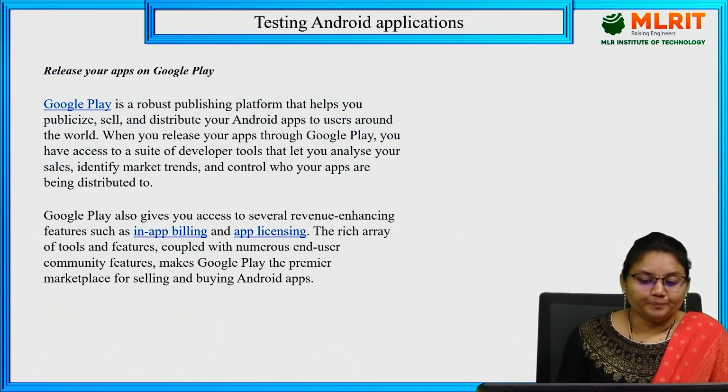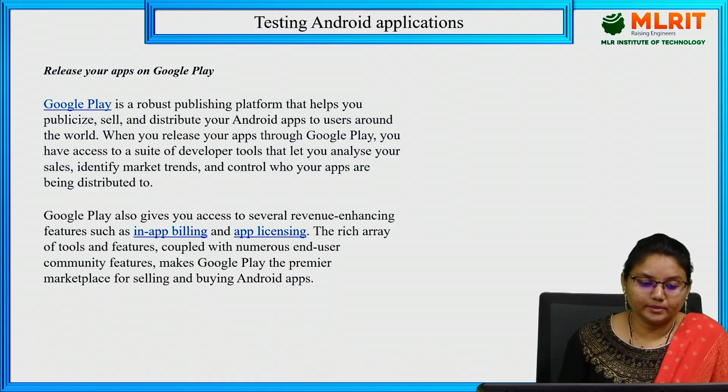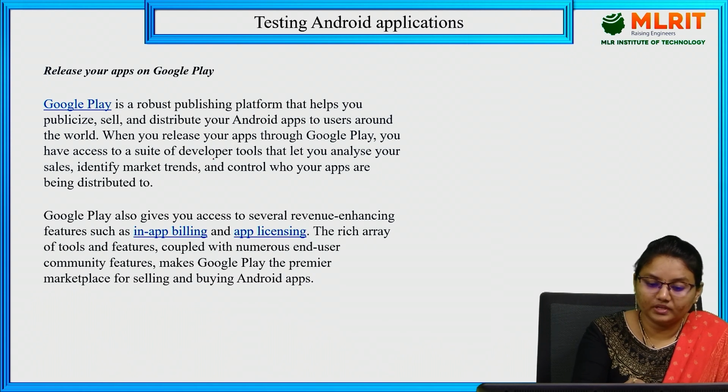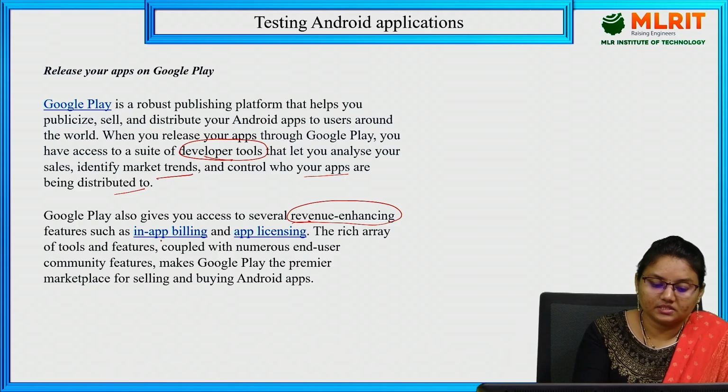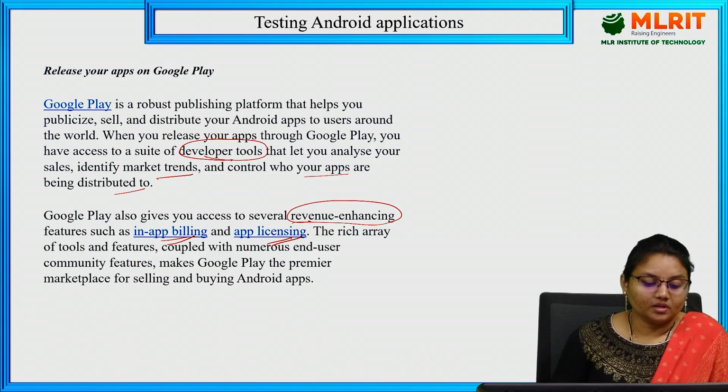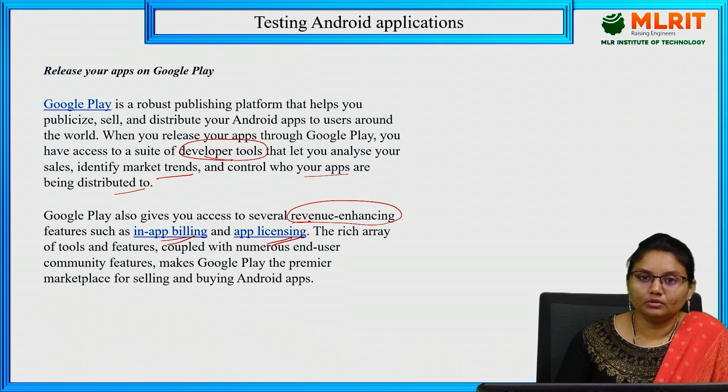Now in the Google Play, you can distribute, publicize and sell your apps using the Google Play Store, and you can release all your apps here. You can access a suite of developer tools that let you analyze your sales, identify market trends and control your apps that are being distributed. This gives access to several revenue enhancing features such as in-app billing and app licensing. If you have released it and your users are downloading and using it, whether it is paid or free, how the billing has to be done, all that will be taken care of by Google Play.